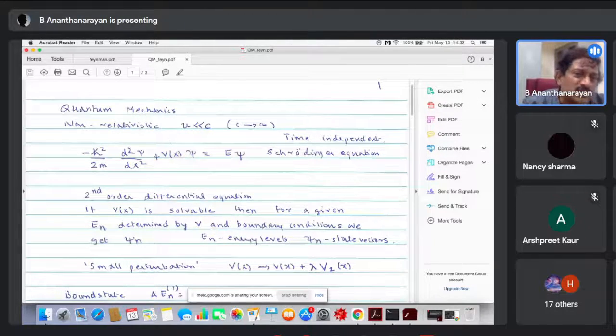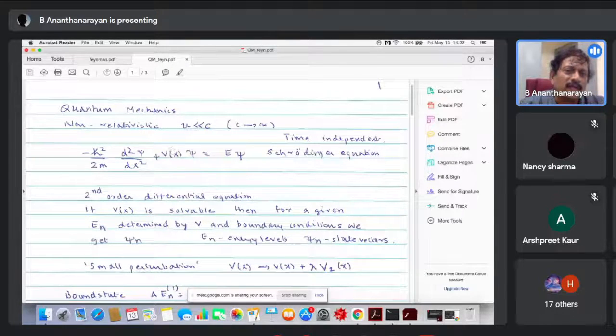In most cases, you will be able to solve this only if V of x is a sufficiently simple function, like say a free particle or a particle in a box, or let us say a simple harmonic oscillator. You will be able to solve this. But let us say that for any potential V, you do know how to solve it.